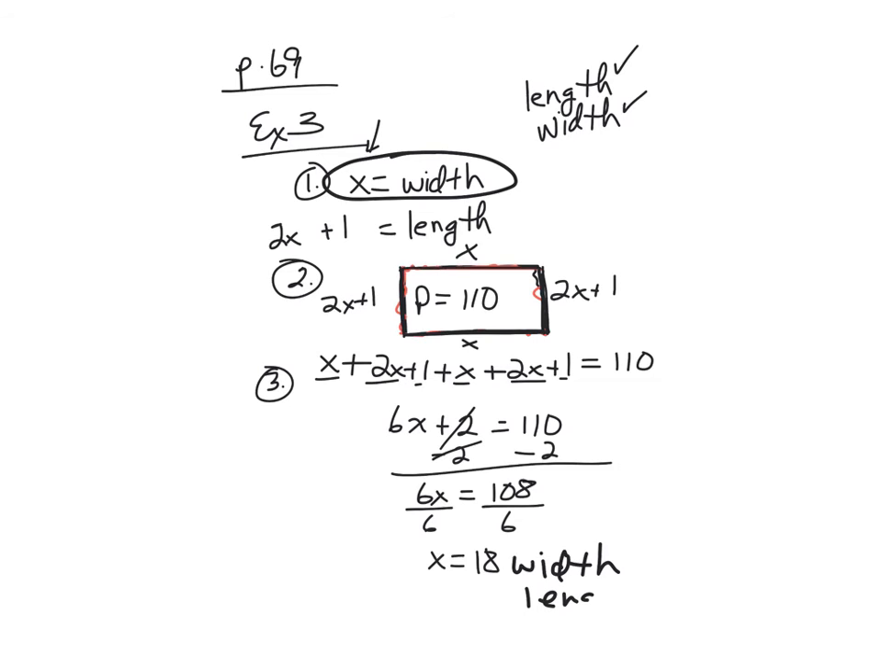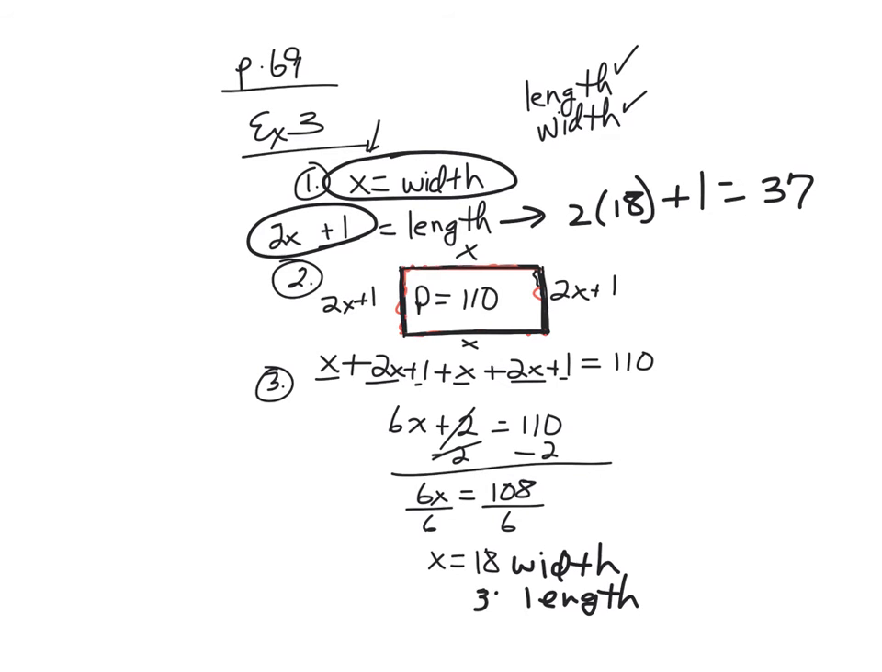The length, then, if we think about that, that's 2x plus 1. So now that's going to be 2 times, we know x to be 18, plus 1, or 36 plus 1, or 37. So, what are the dimensions of the rectangle? They're 18 by 37.